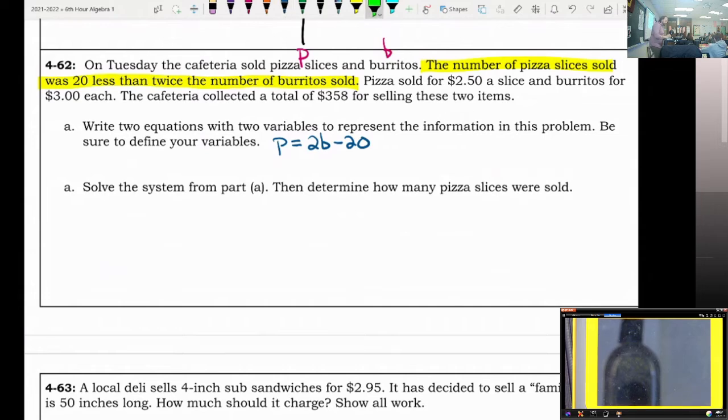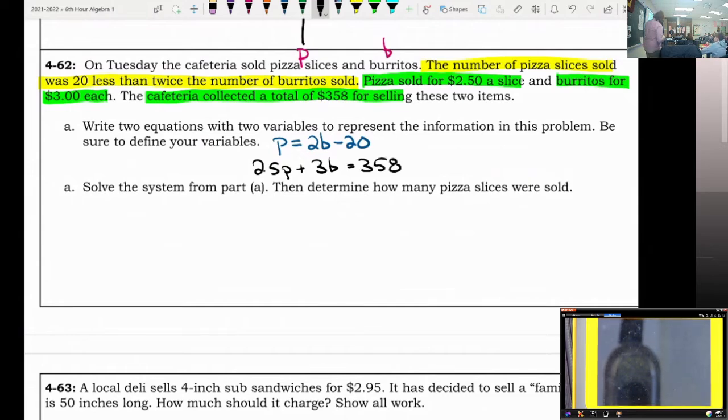We also have a sentence involving the total. Pizza is $2.50 a slice, burritos are $3 a piece, and the cafeteria made a total of $358 that day. So, $2.50 for each pizza slice plus $3 for each burrito is equal to $358 total dollars. That's how you write a total number sentence. We've seen a lot of examples like this lately, and you're going to keep seeing more and more of them, so keep getting used to them, keep playing with them. It'll be okay. Solving the system in part A is also going to be kind of tricky, but actually not too tough. Don't let those big numbers intimidate you. Everything works out pretty nicely in this problem.